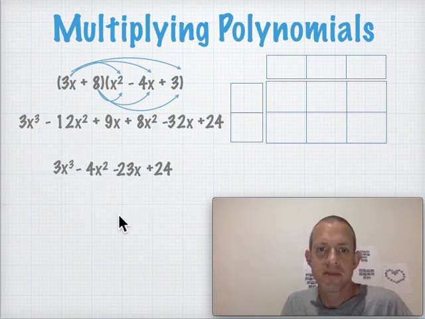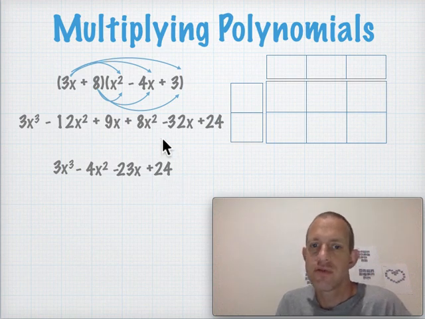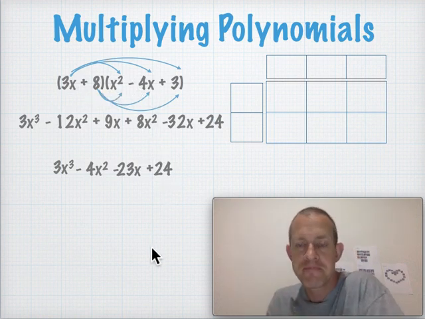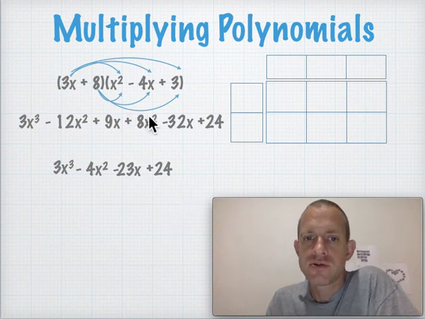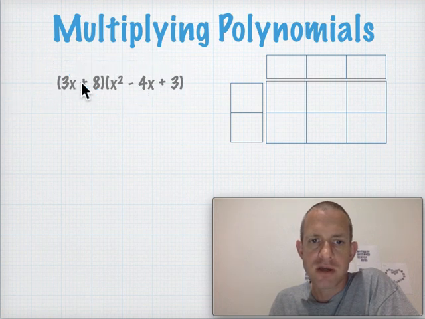That's distributing, and it's probably the most popular technique. You'll see that in textbooks and so forth. Sometimes the acronym FOIL is used. That only works if you have 2 terms times 2 terms, but you might remember that. Anyway, how do I prefer to do problems like these? I like the table, and so to do the table, let me make some room a little bit, get rid of these arrows a moment.